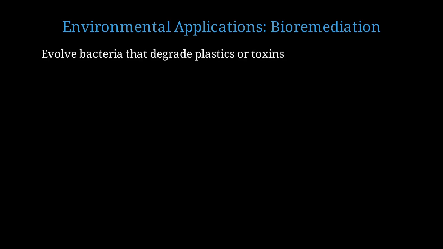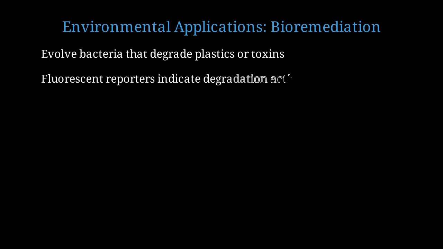There are also environmental applications. Researchers are using droplet evolution to develop better bioremediation organisms. They evolve bacteria that can degrade plastics, petroleum compounds, or environmental toxins. Each droplet contains bacteria and the pollutant substrate. Fluorescent reporter systems indicate when the pollutant has been successfully degraded. High-activity variants are sorted and enriched over multiple rounds.